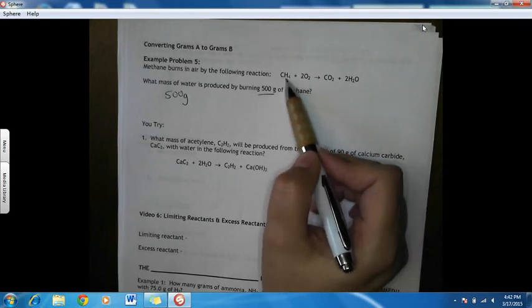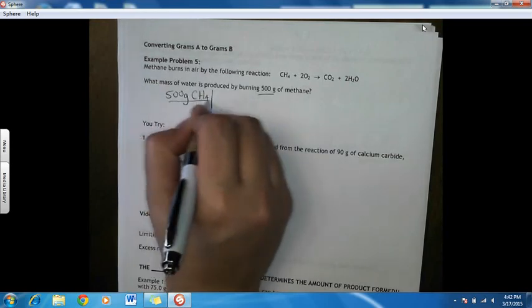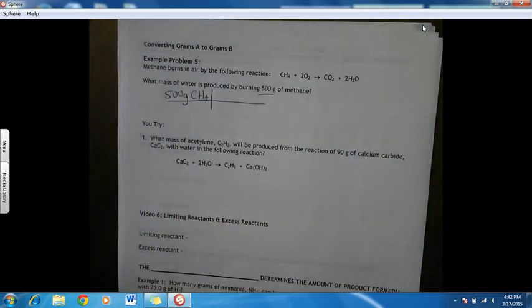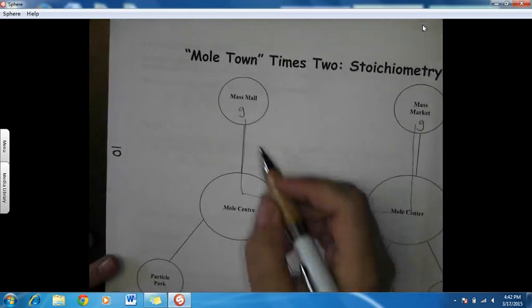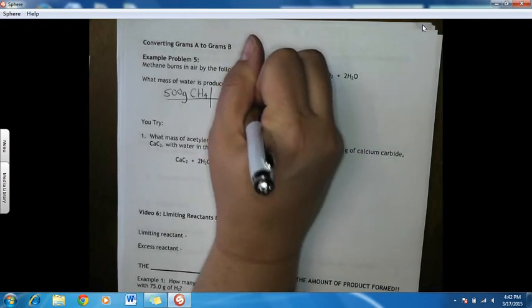So this one must be methane, and so we get CH4. Alright, so our mole town steps told us first change our grams to moles. And so we're going to put grams of methane on the bottom, moles of methane on the top. For 1 mole of methane, what's the mass?